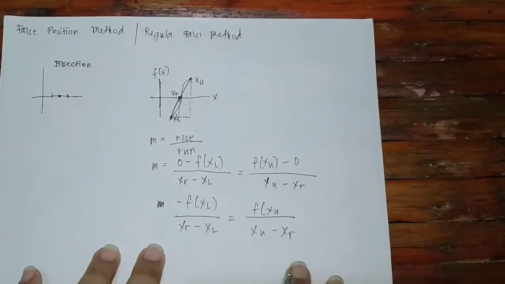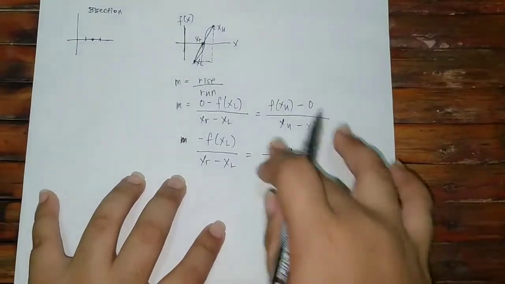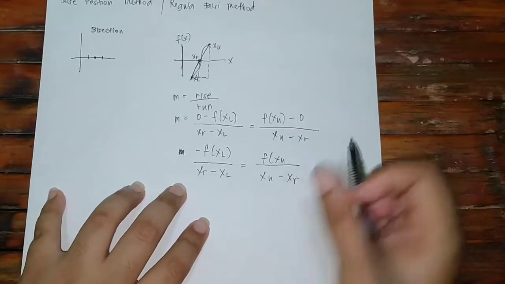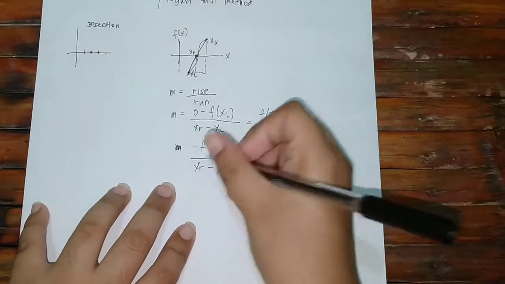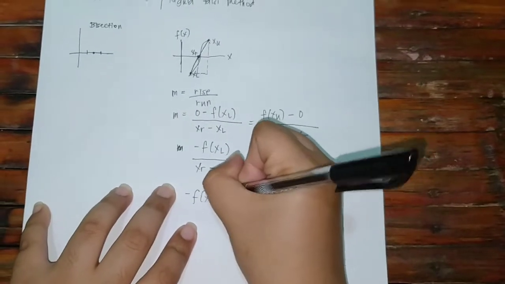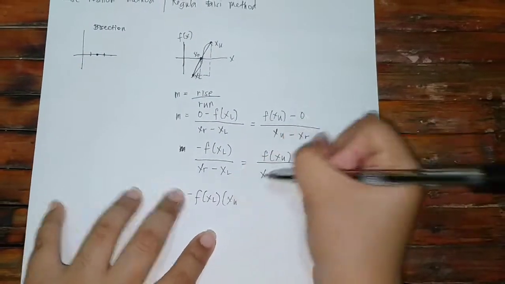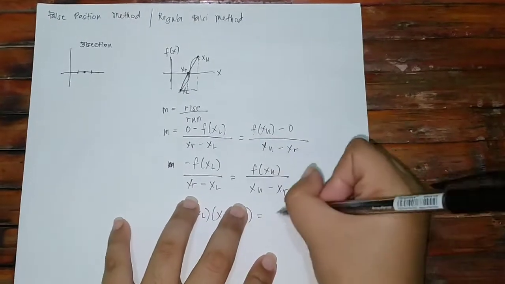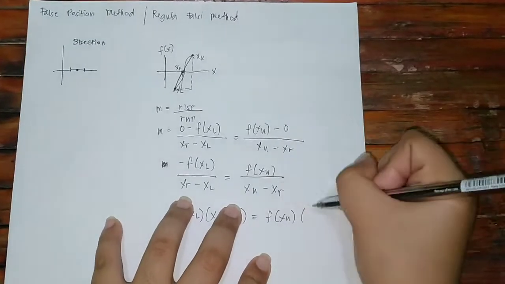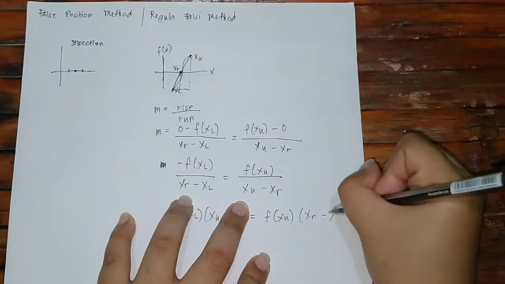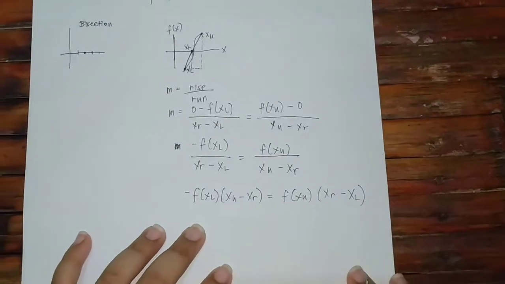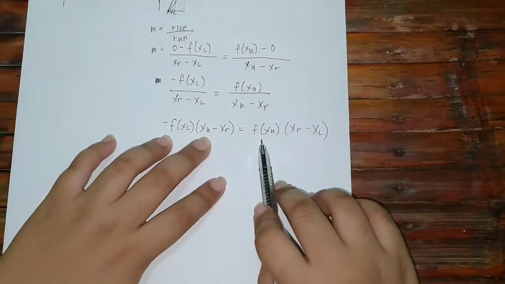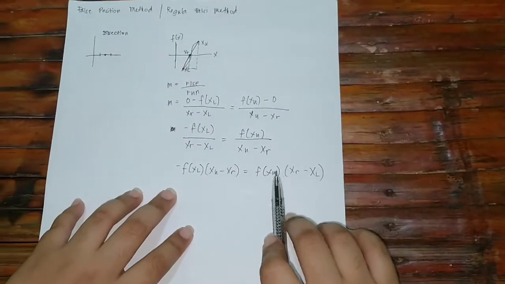And then we're going to cross-multiply this to this, and this x of r minus x of l to this f of x of u. So we have negative f of x of l multiplied by x of u minus x of r is equal to, again, f of x of u multiplied by x of r minus x of l. And then I'm going to distribute this to this term, and on the other side also we have to distribute the f of x of u.